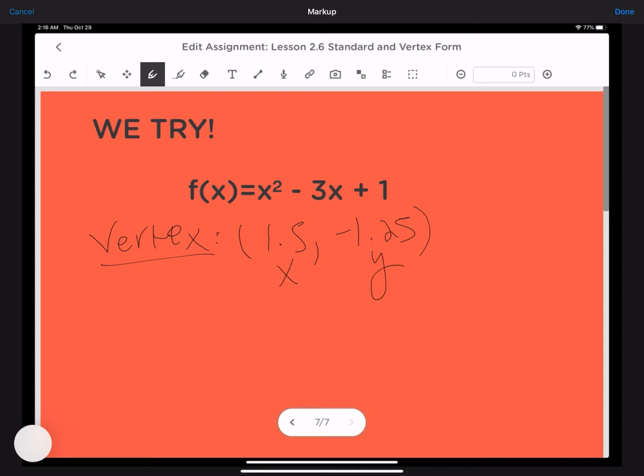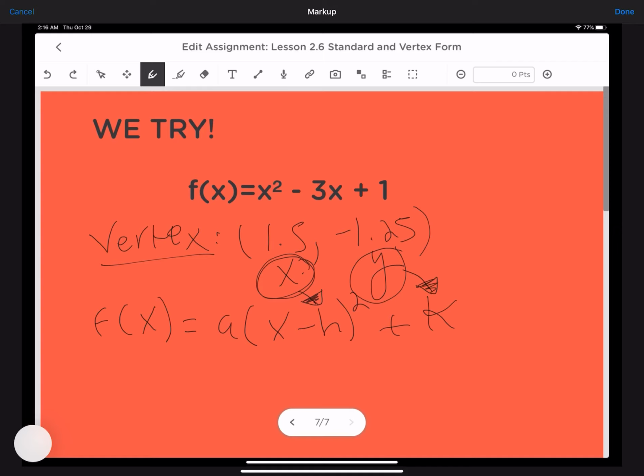If we think back, we now want our standard form to become vertex form. So first, we're going to write out our vertex form. Our vertex form is going to be f of x equals a times (x minus h) squared plus k. So we remember that our x is our h when we turn it into vertex form, and our y is our k.